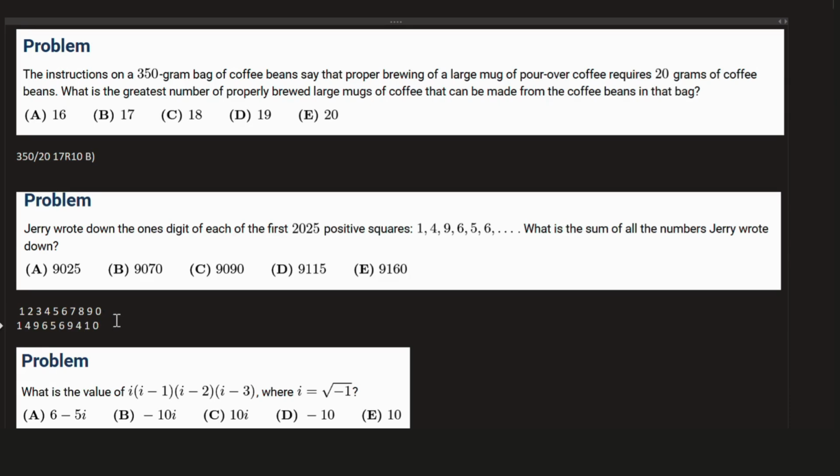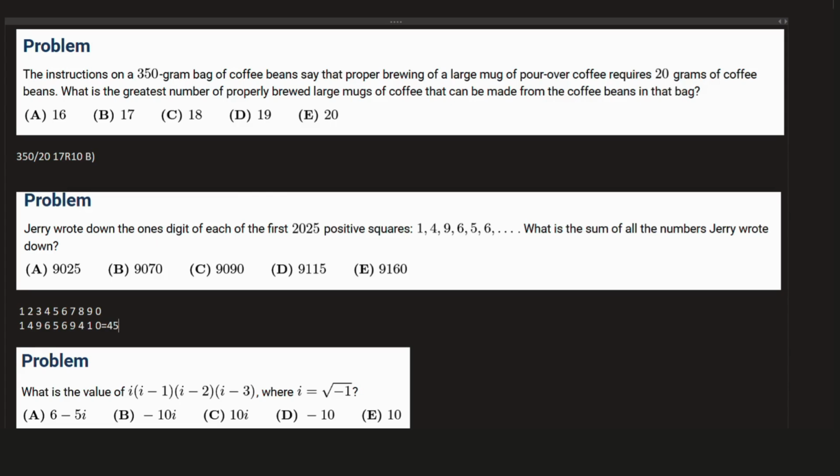And we know this repeats for all integers mod 10 because the ones digit is mod 10, and the last digit of 1 squared is going to be the same as the last digit of 11 squared and 21 squared and so on. So using this, we can see that the sum of the first 10 adds up to 45.